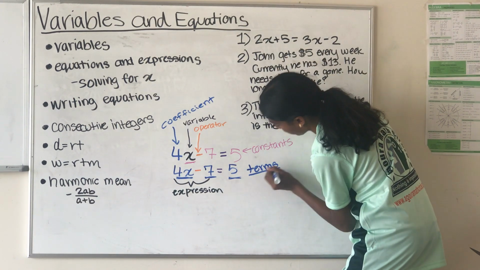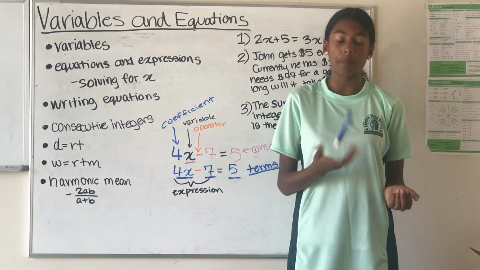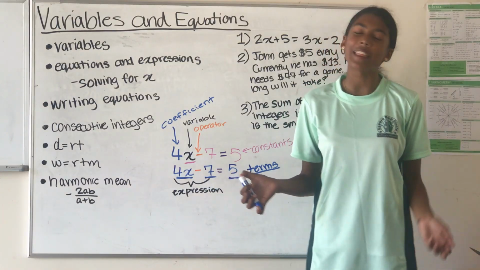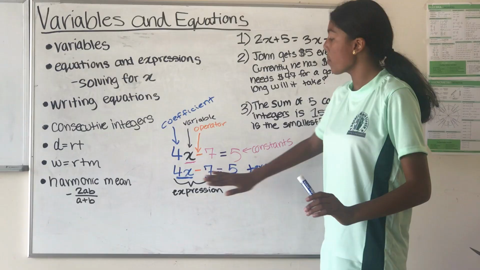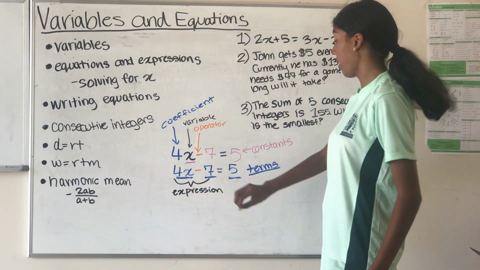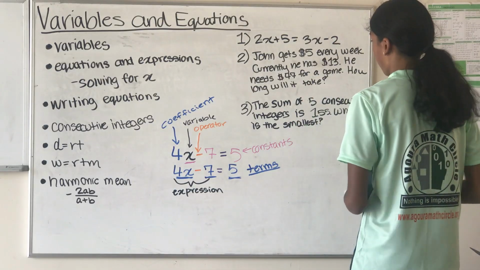This plays an important part when you're getting to factoring and polynomials, or binomials, or monomials. I don't really know how to say that. But that's why we have terms. They're really important. Remember, 4x is together one term, 7 is one term, 5 is another term. Okay? So now let's move on to our example problems.